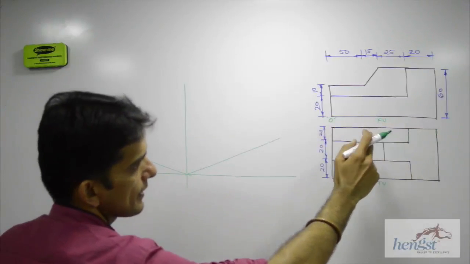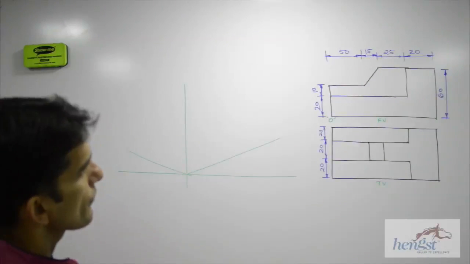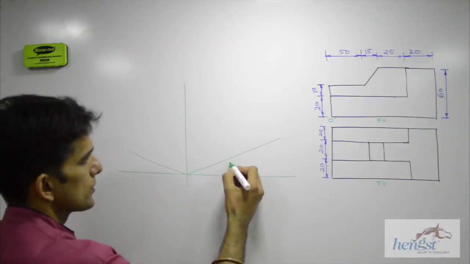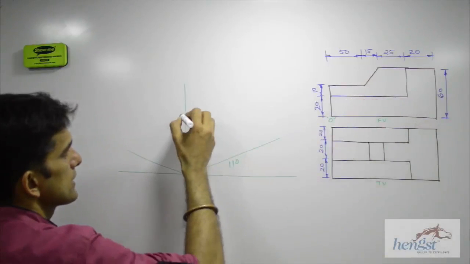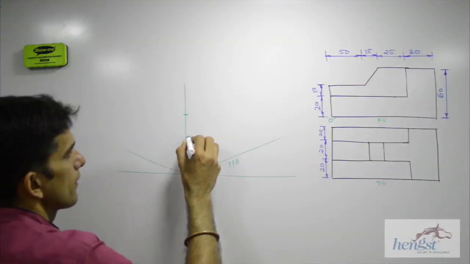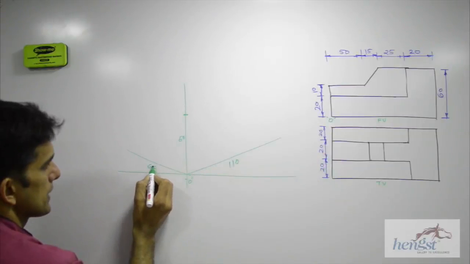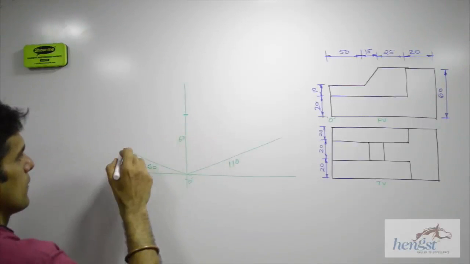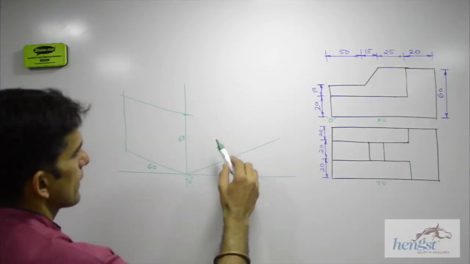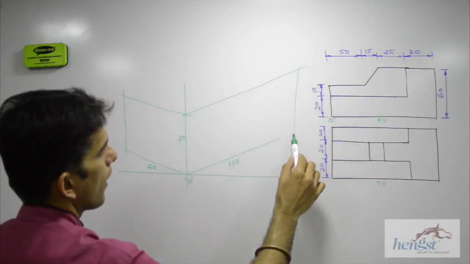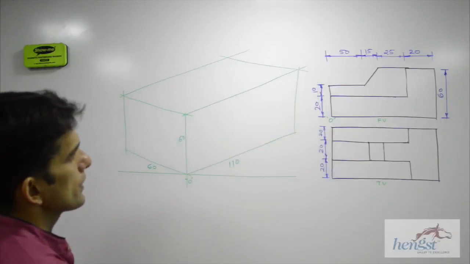Now if you see lengthwise, it is 50 plus 15 plus 25 plus 20. So if you add, it will be 110. So we'll take 110 on the right hand side of O. Height is how much? 60. And width is how much? 20, 20, 20. That is also the same, 60. The length is 110. So first we will draw this box.